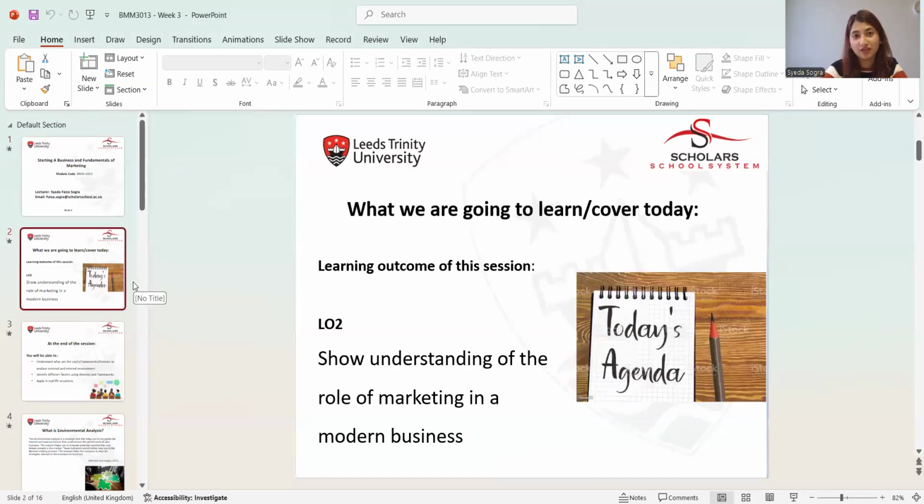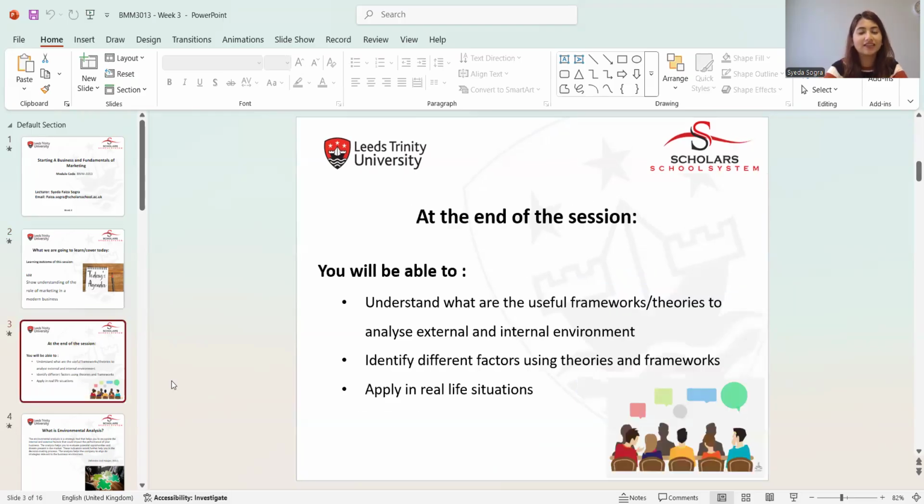So what are we going to learn today? The learning outcome of the session is to understand the role of marketing in modern business. At the end of the session, we will be able to understand what frameworks or theories we can use to analyze the internal and external environment, and also identify the different factors using theories and frameworks so we can use them in real life scenarios.